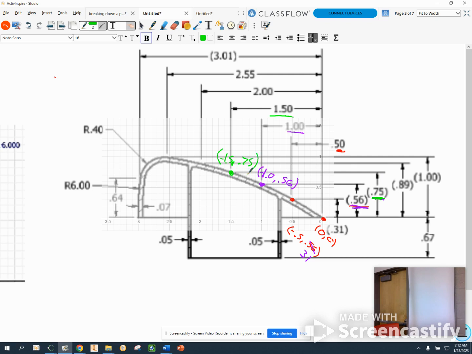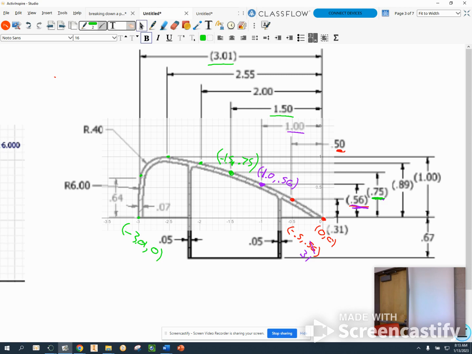So anyways, you can go through and figure out all these points ahead of time. Like over here, this one's going to be negative 3.01, comma, 0. And once you get all these points plotted, then you can just go back with the spline and click on all those points, and you'll get a pretty good shape of this, right?